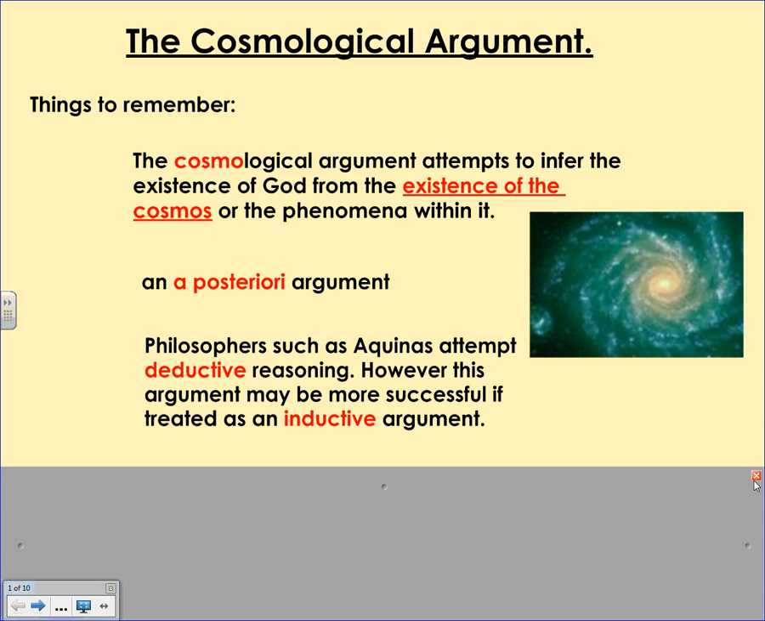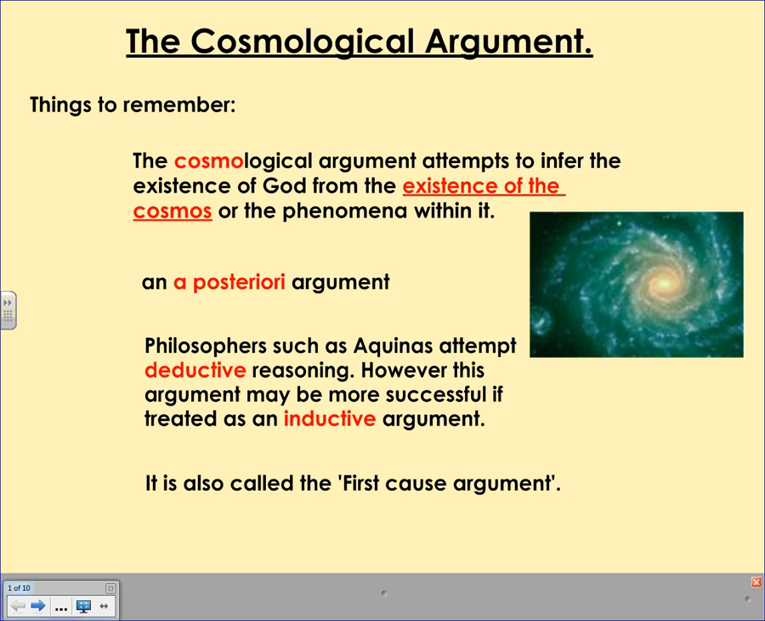However, as we have talked about, this argument actually might be better treated as an inductive argument. An inductive argument, then, is one where the premises lead to a possible conclusion, but it's one of many possible conclusions. And so here, if we treat this as an inductive argument, we might find that we are in more agreement with it potentially. Now, this is also sometimes known as the first cause argument, and we'll talk a little bit more about this in a minute. The idea being that there must be a first cause to all things.